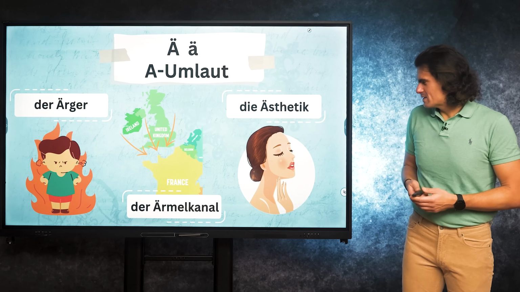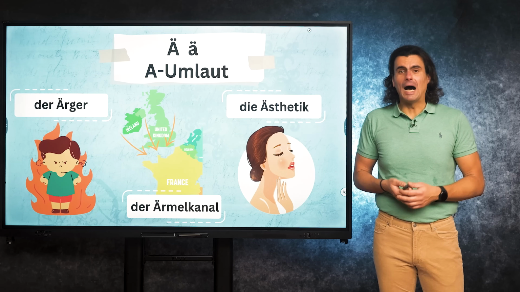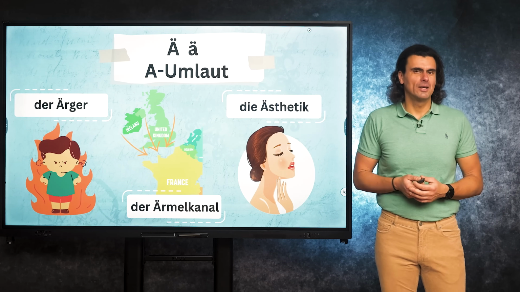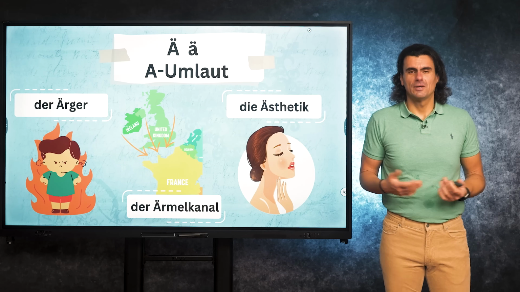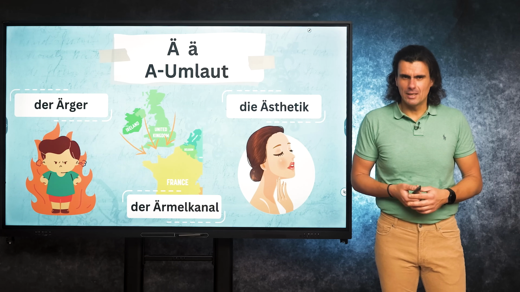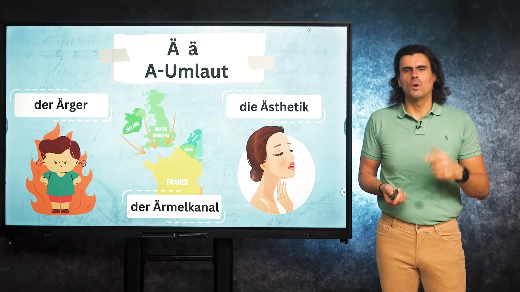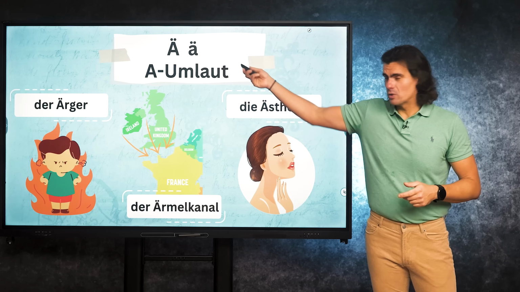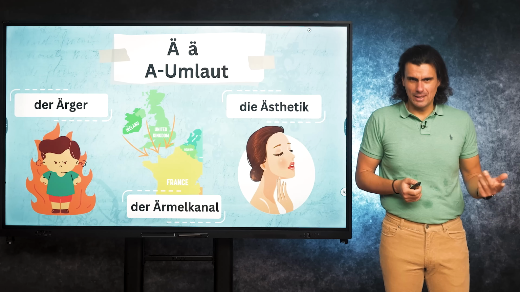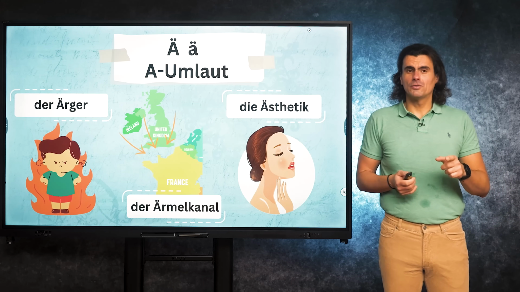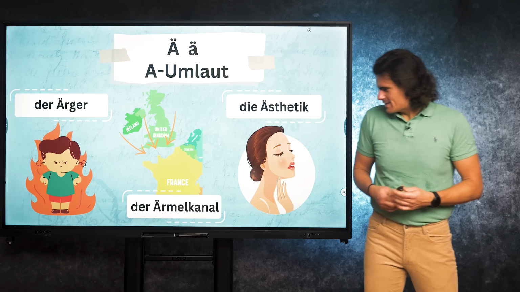Also, for whatever reason, the Germans have decided to write it with A-Umlaut and not with I, even though it would be pronounced the same way if it would be written with an I. So sometimes you do not know why a word is written with this kind of A-Umlaut instead of with I. And very often you know it.